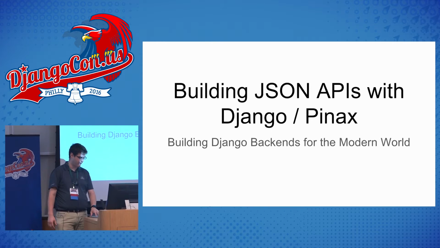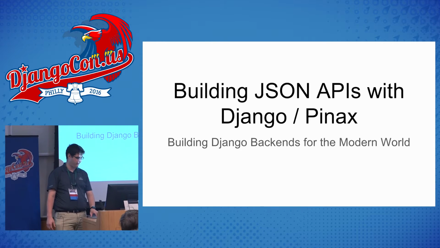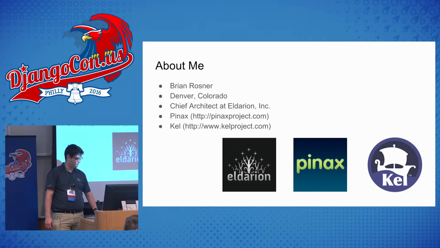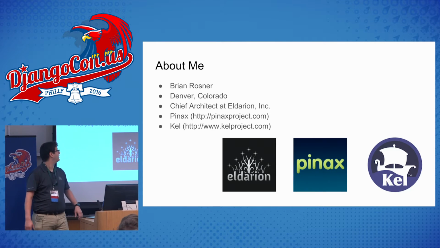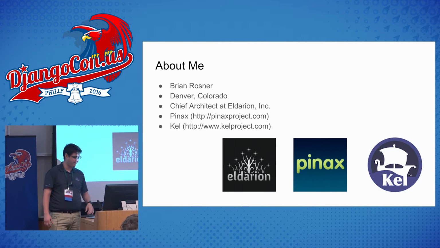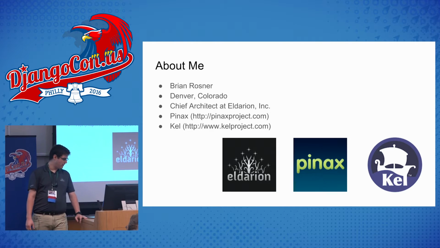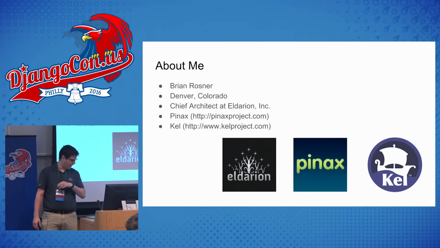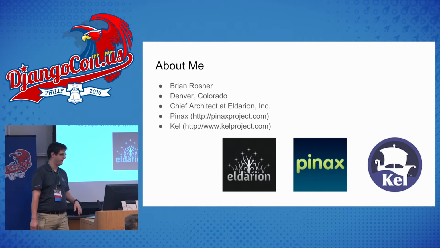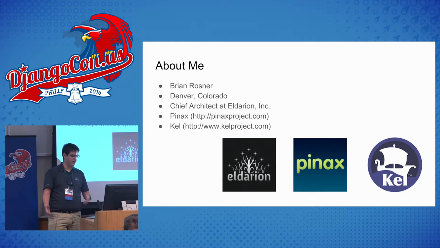So before I get started, let me talk a little bit about myself here. My name is Brian Rosner. I live in Denver, Colorado with my wife, and we have a baby due in October. I work as a chief architect at Eldarion. Eldarion is a web agency where we build web apps using Django and Pinax.